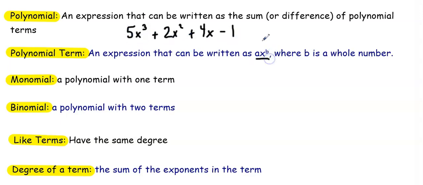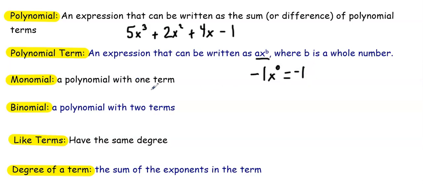Each term is written in this form, even this constant right here. So -1 can be written in this form by saying -1x to the 0 power, because anything to the 0 power is 1. So this evaluates to -1.